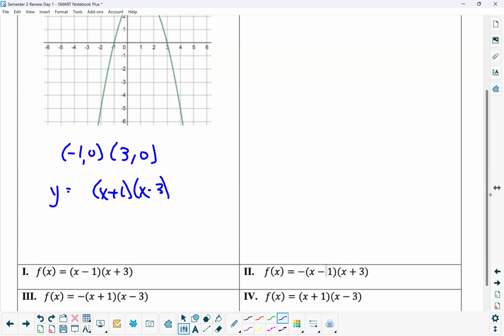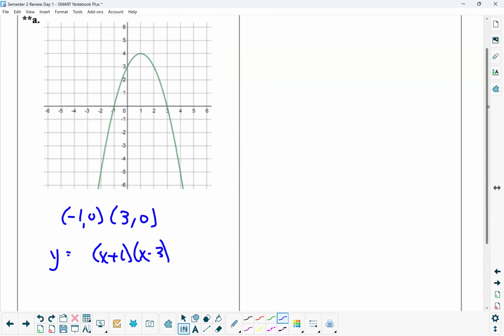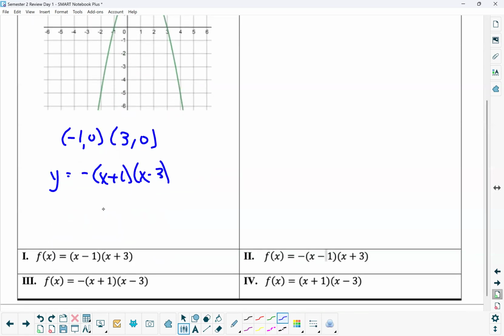If I want to double check that a is 1 or -1, start at my vertex, go over 1, down 1. Yes, perfect. So that is equation 3.